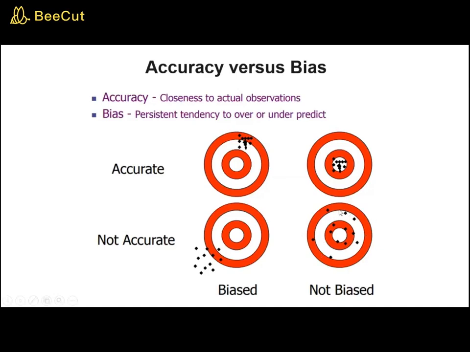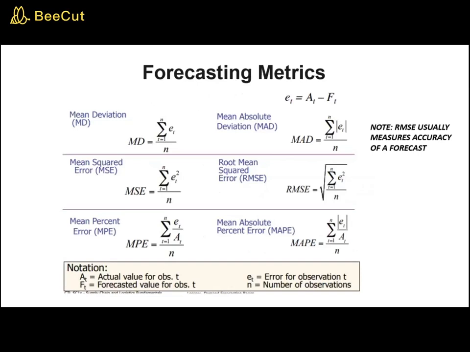So in this particular dartboard, you see that there's no bias. They're going kind of all over the place. But in this dartboard, you can definitely see that there is a bias going on. So it's important for you to be very familiar with these terms, especially when you are talking about measuring error in forecasting.